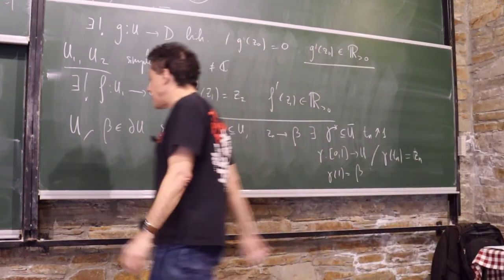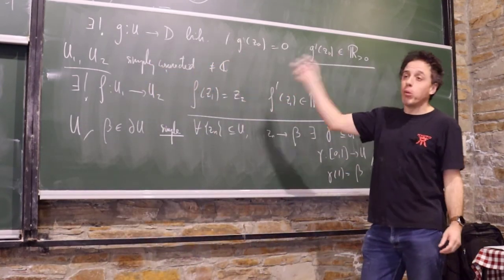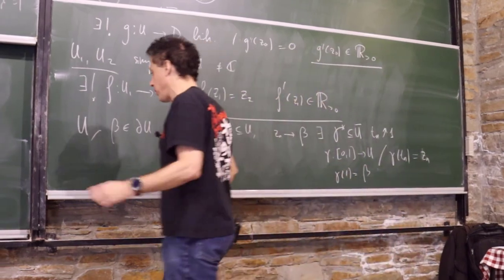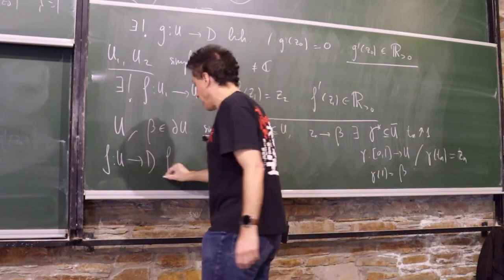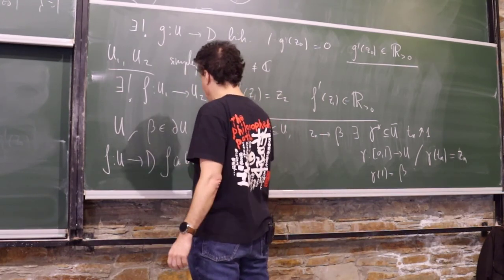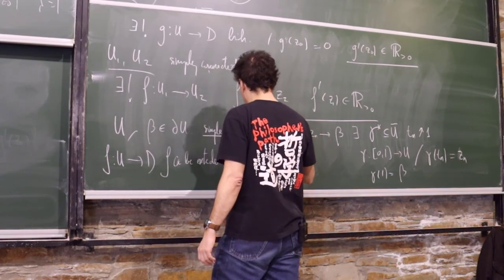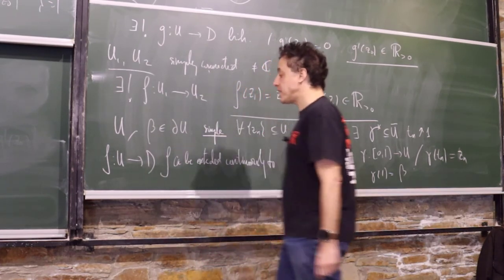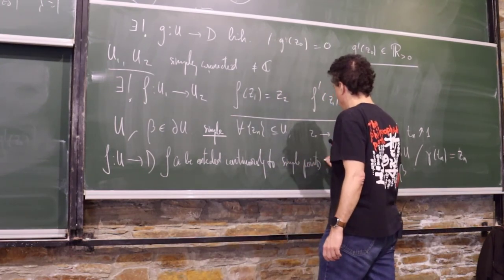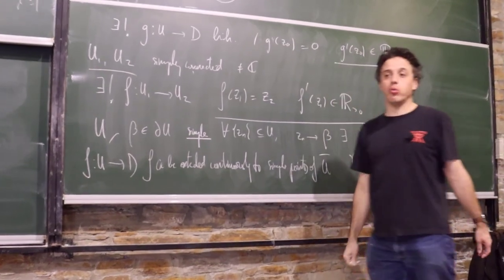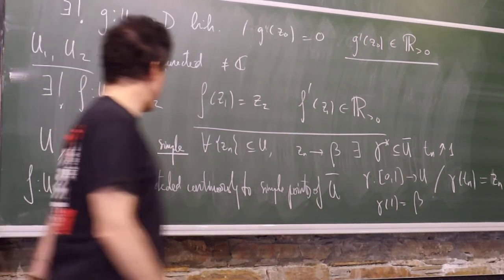So there is a theorem that says that for simple points, the biholomorphism F from U to the disk can be extended continuously to simple points of U bar. And this is not easy to show. This is a result, I think, of Caratheodory.